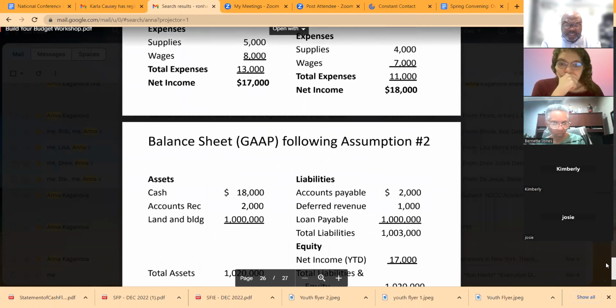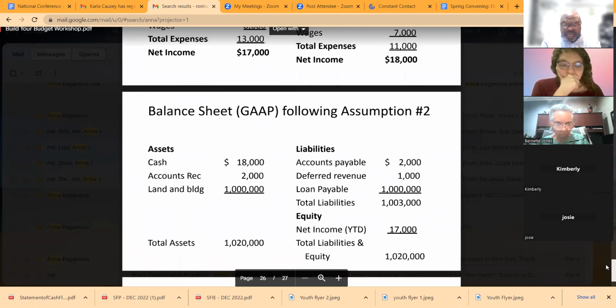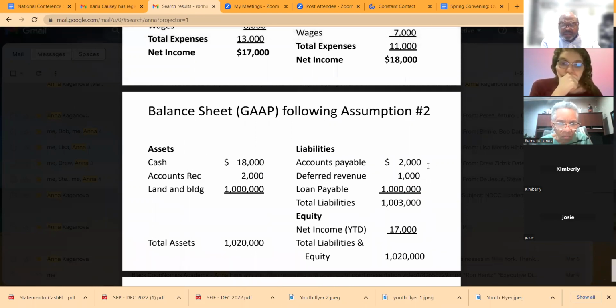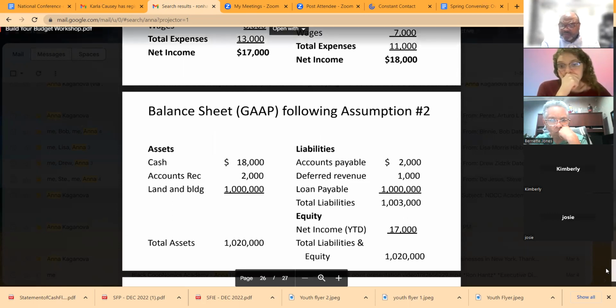So the cash was 18,000. So we got 1,020,000. On the liability side, we got accounts payable was 2,000. Deferred income was 1,000 because that's the member who paid in advance. Our loan payable was $1 million. So our total liabilities was $1,003,000. Our net income year to date was 17,000. And so our total equity is now $1,020,000.